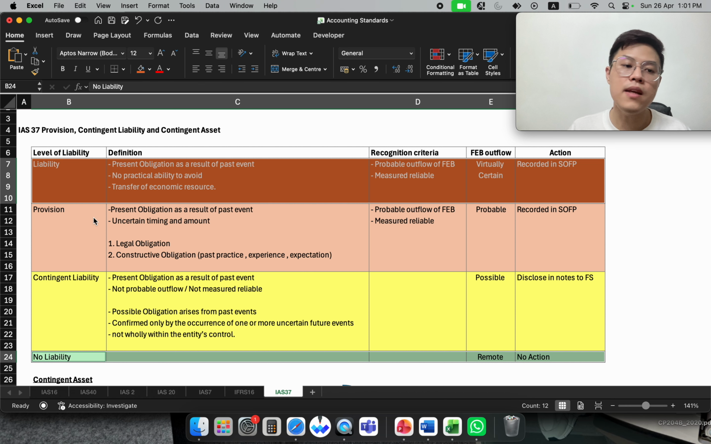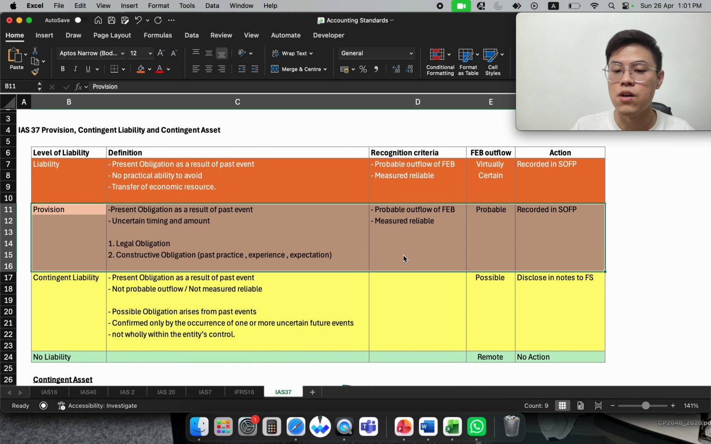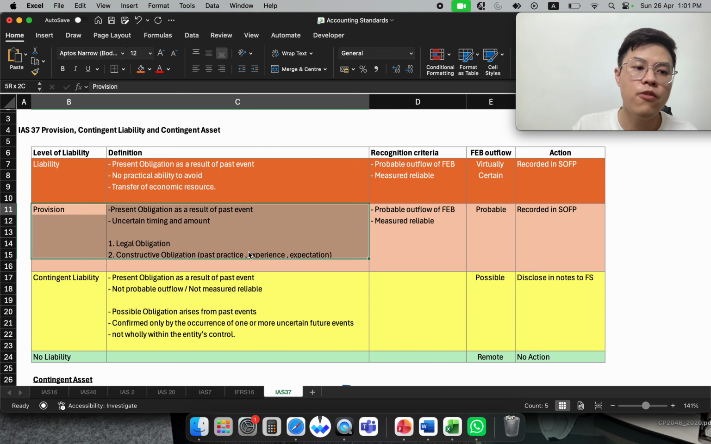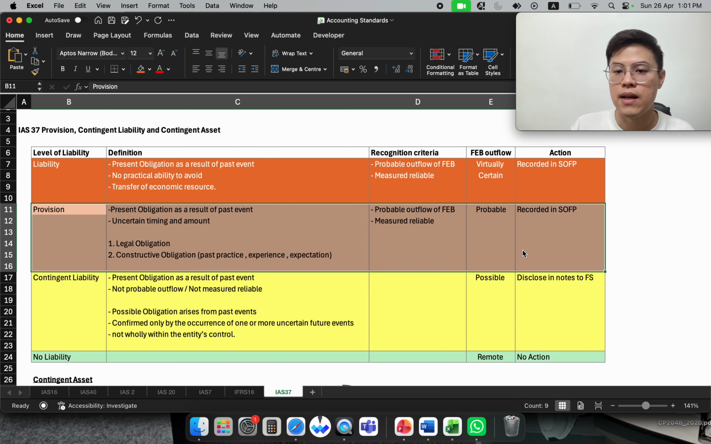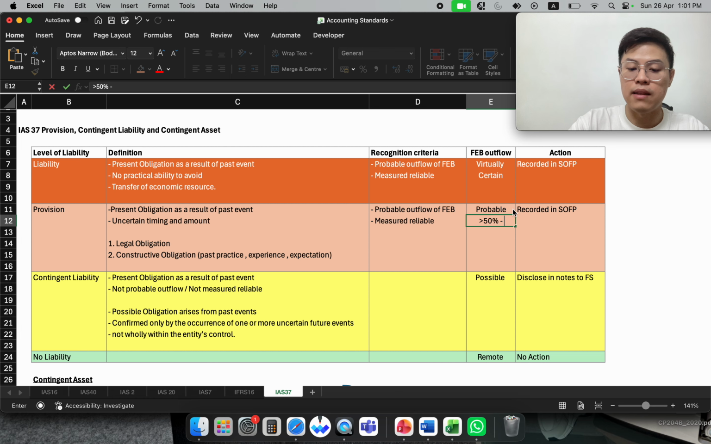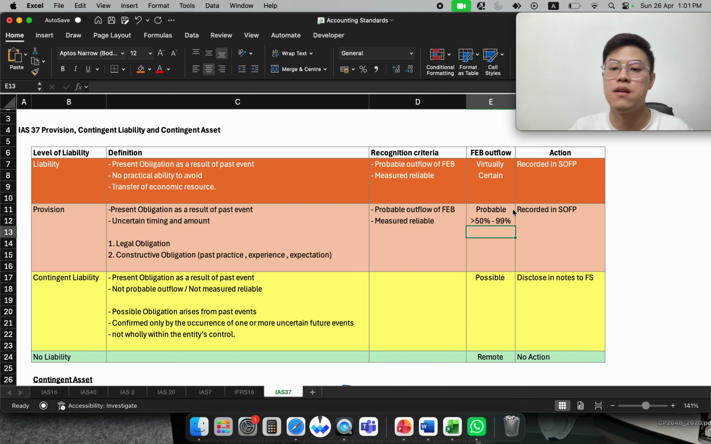There could be something called provisions or something called contingent liability. So provisions, meaning if you look at the levels of liability, is the second serious liability where you have a probable outflow. Probable meaning something that is more than 50% until 99%, meaning something that is still in the gray area.